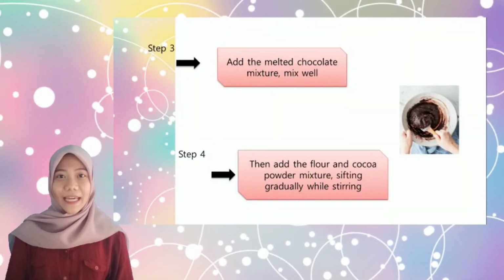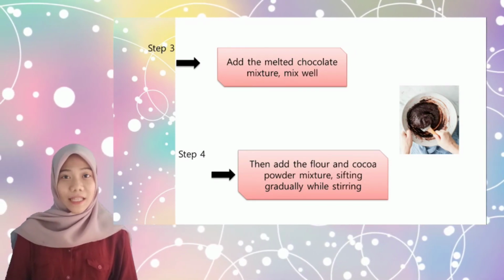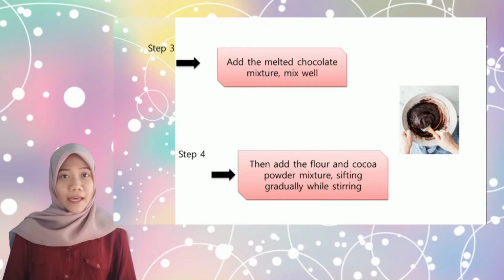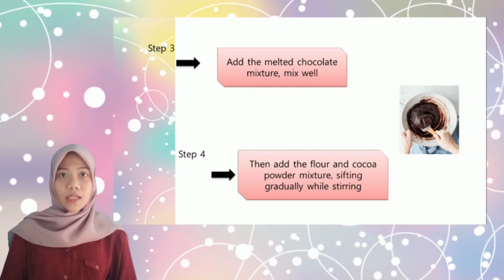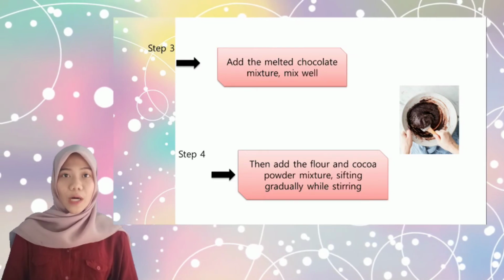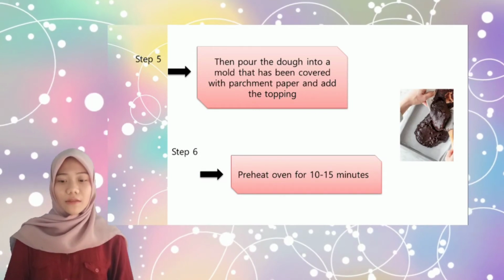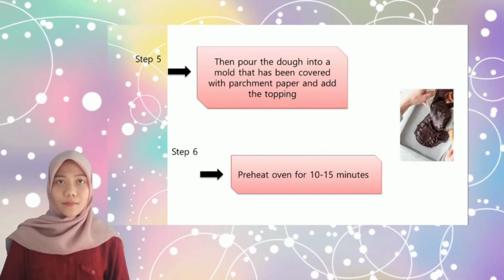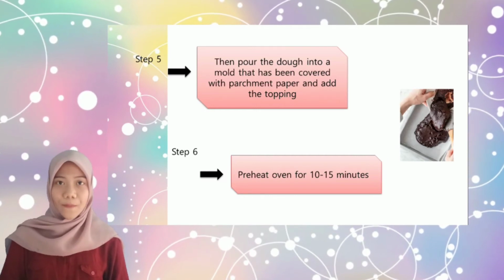Step 3. Add the melted chocolate mixture, mix well. Step 4. Then add the flour and cocoa powder mixture, sifting gradually while stirring. Step 5. Then pour the dough into a mold that has been covered with parchment paper and add the topping.